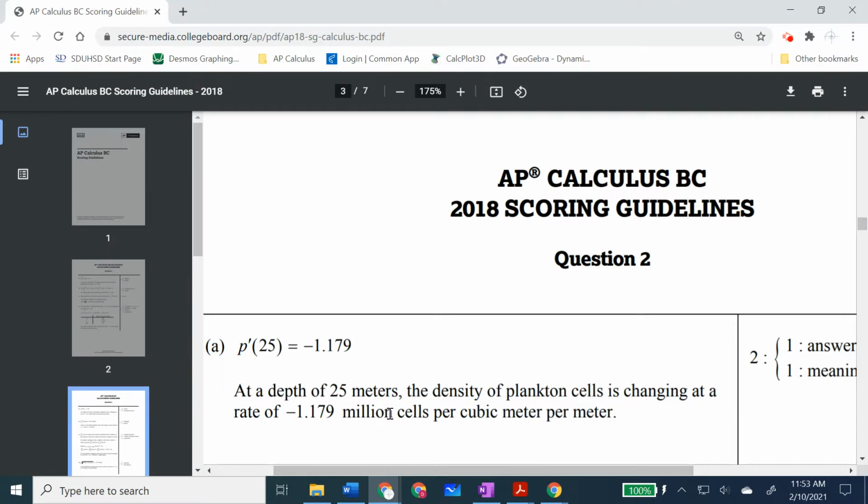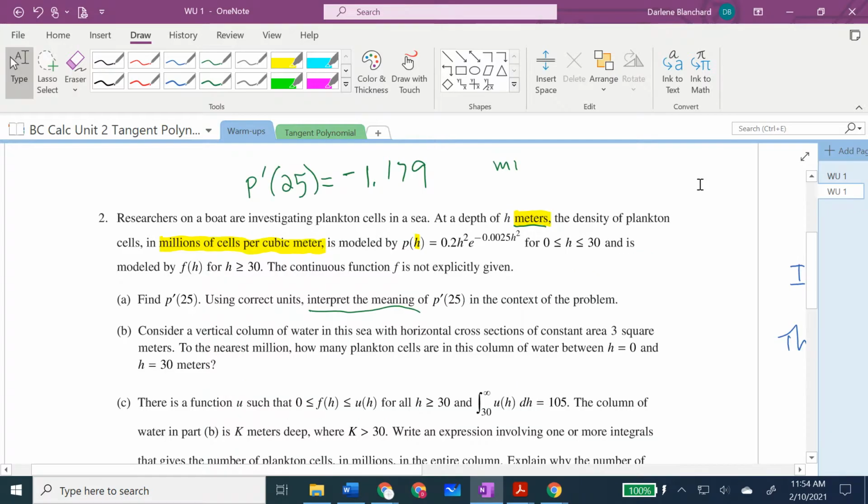So just to point out, it is millions of cells per cubic meter per meter. And you can write that with division signs instead of the per, and that's perfectly fine. Also, if you look at what they have written down, you can also say that the density of plankton cells is increasing at a rate of positive 1.179 million cells per cubic meter per meter. So that is part A.